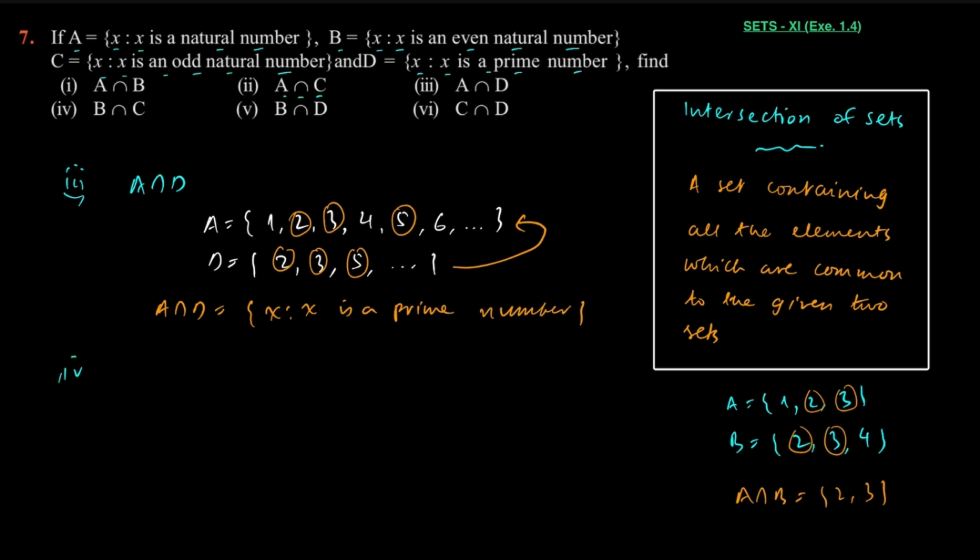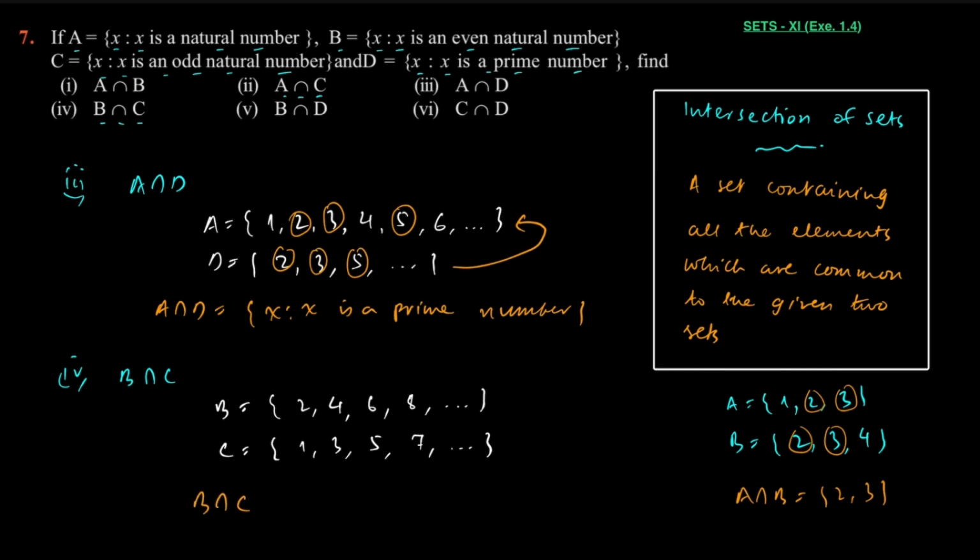Part number 4. What is B intersection C? So set B, as we know, is a set of even natural numbers 2, 4, 6, 8 and so on. And set C is a set containing all odd numbers, that is 1, 3, 5, 7, and so on. Since the given natural number cannot be even as well as odd, so B intersection C will be having no common elements, which means it will be an empty set.